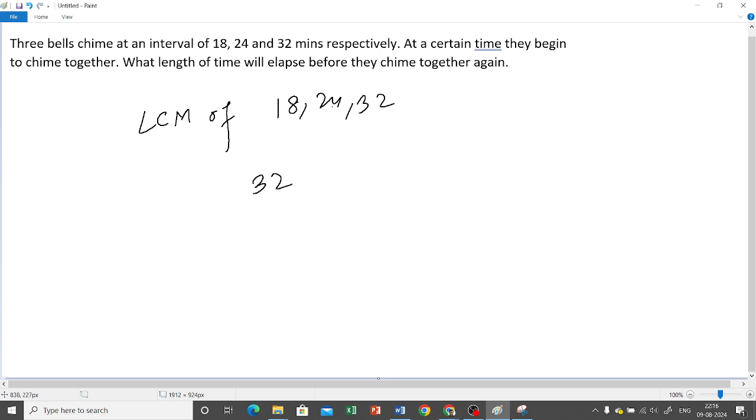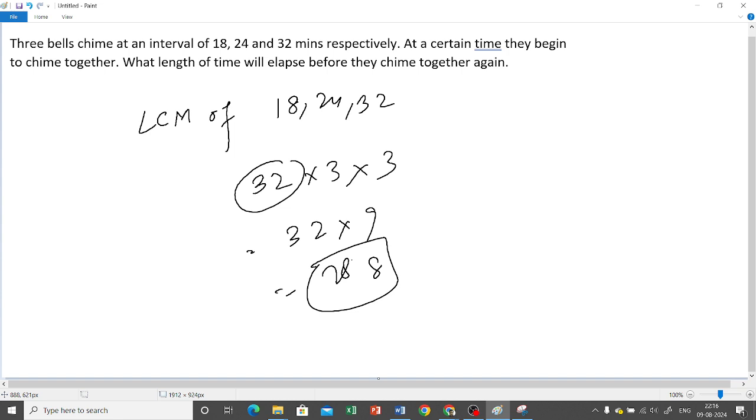Take 32. 32 is 2 to the power 5, so five 2s are there. 24 is 8 into 3, so the 2s already come within 32 and an extra 3 is needed. And what about 18? 18 is 2 into 9, that means 2 into 3 into 3. So the 2 is already present, 3 into 3 is there and an extra 3 is needed. So 32 into 9, that is 288. This is the answer.